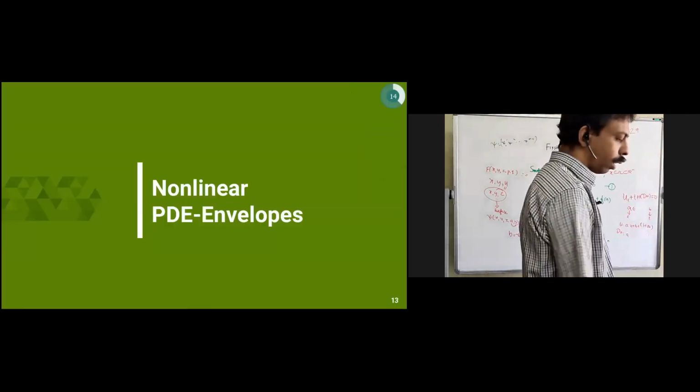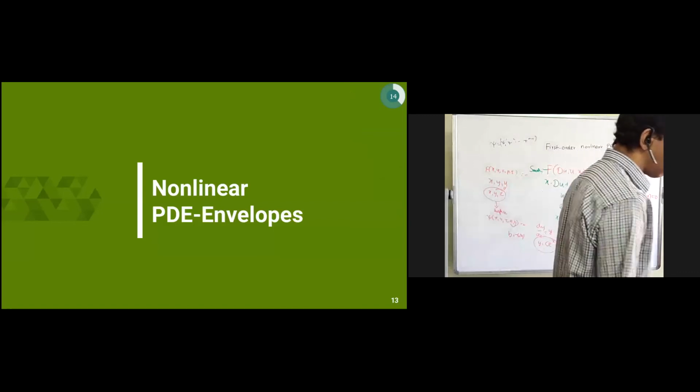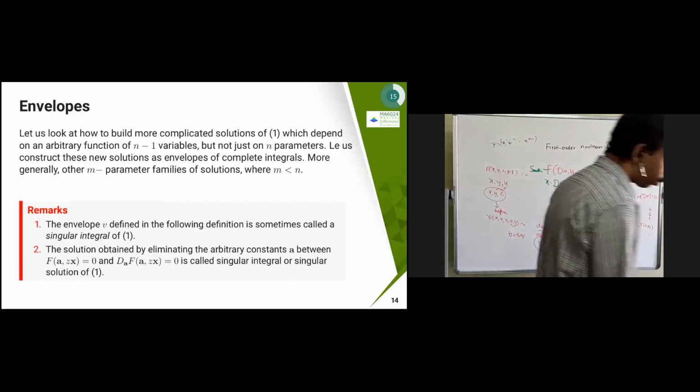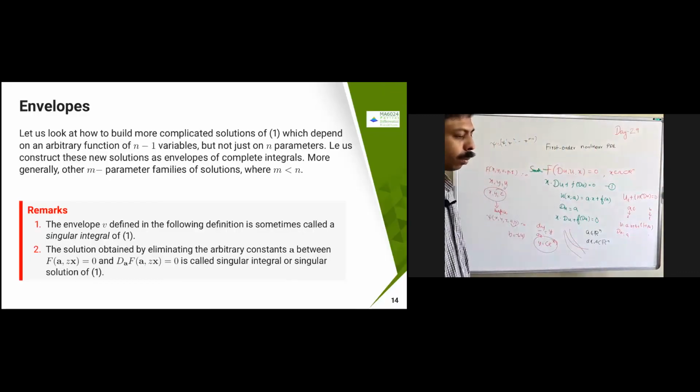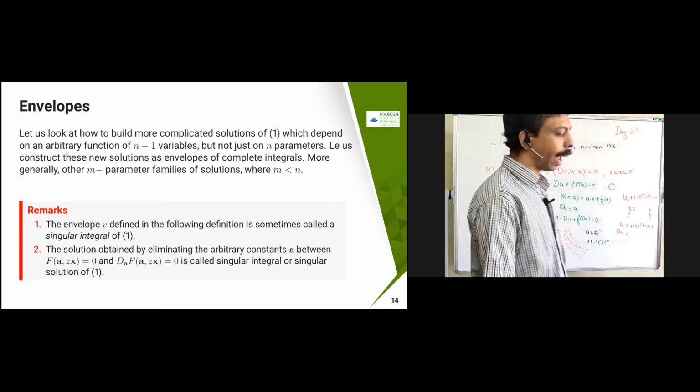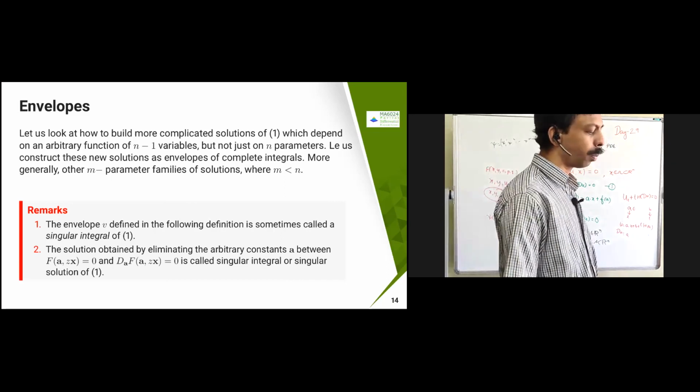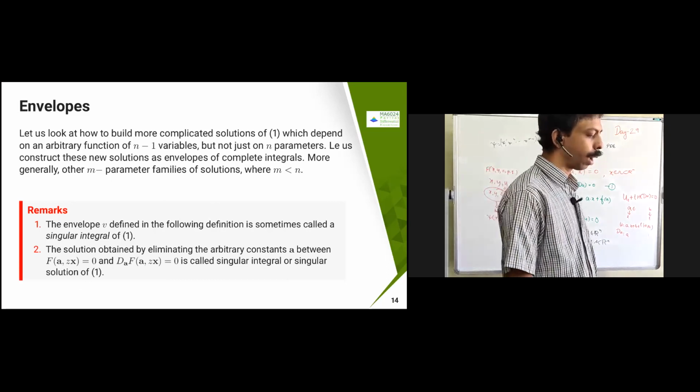The next topic is called envelopes. How do we find the envelopes? Now what we are trying to find is a singular integral. Singular integral means, suppose I find some other way to get an arbitrary function of n minus 1 variables, not just n parameters. Then in that case, this is going to become an envelope or singular integral.